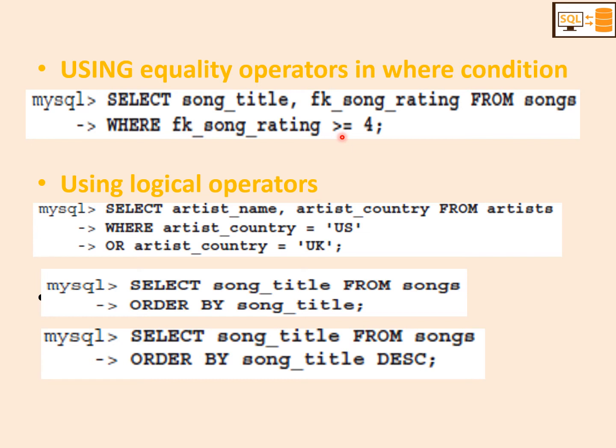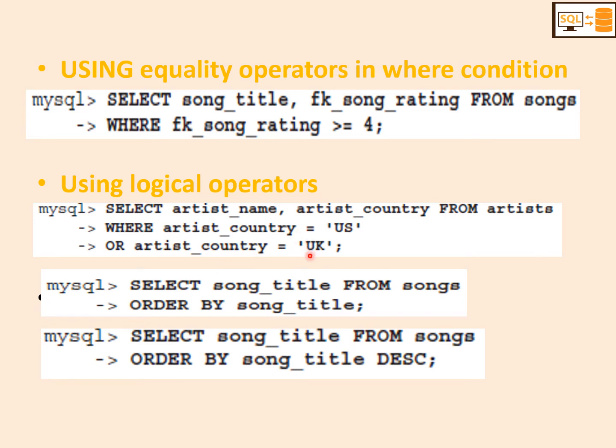From those selected rows, we have to select the columns song title and song rating, which will be displayed. Then, using logical operators: select artist name, artist country from artist, where artist country is equal to US or artist country is equal to UK.